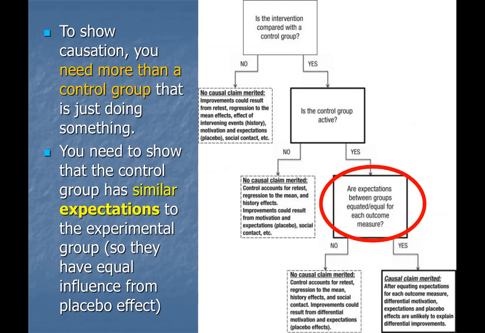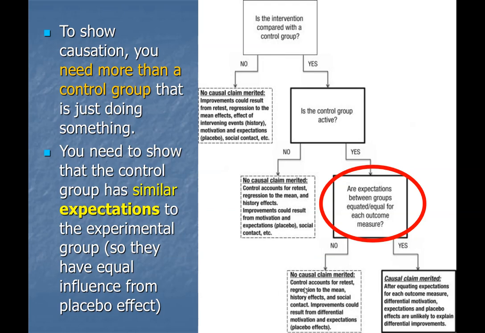You need to show that the control group has similar expectations as the experimental group, that they both think they're going to get better. They both think they're going to get similar improvement. If that's the case, then you've got equal placebo effect and you can rule that out. If you don't do that, though, then no causation claim is merited once again.